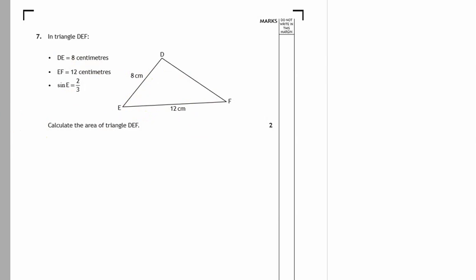Well, the first thing I'm going to do is just mark this up and say that sine of E is equal to 2/3. I quite like doing that because graphically it shows me that I know this length, I know this length, and I know this angle. So I don't need to worry about this. I like it in diagram form, okay?